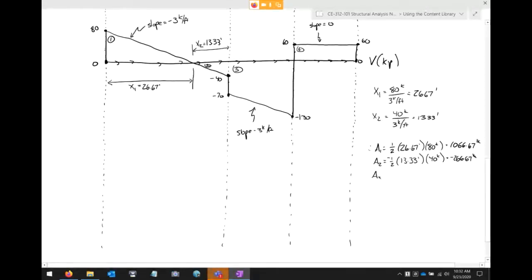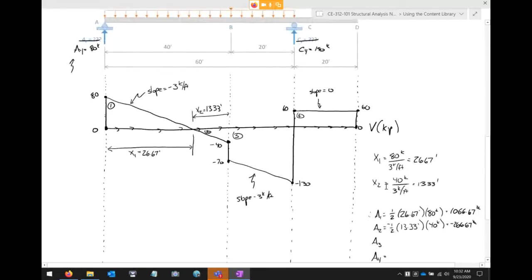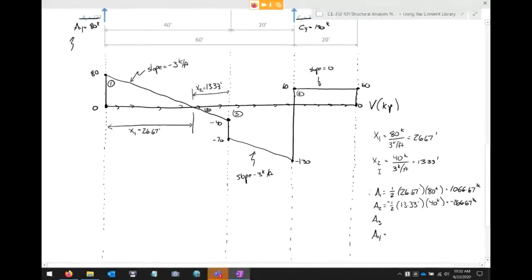Let's skip a bit. Let's skip area 3. How do we do area 4? Area 4 is pretty simple. What is that? Let's scroll up a bit. That's just 60 times 20. That's easy, right?